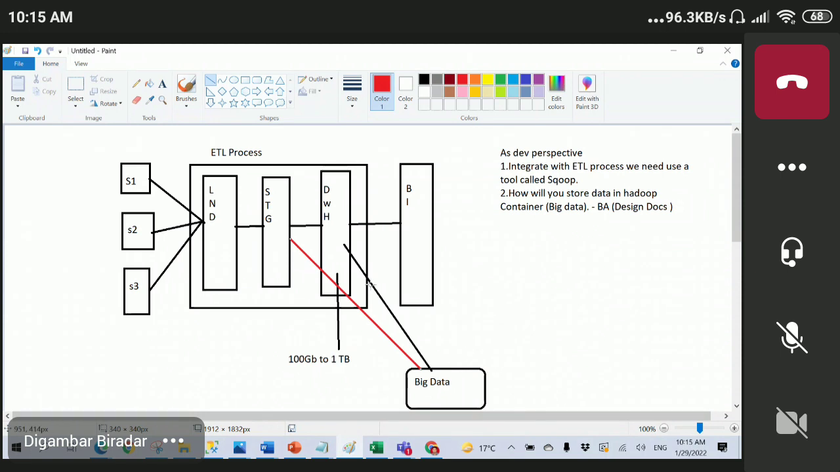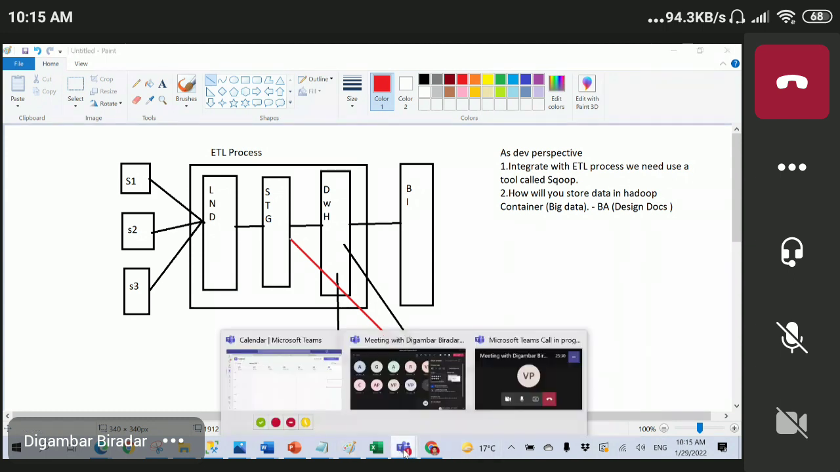This is the first approach. Means this is the post ETL process I am telling you. Now, post ETL process हो गया.